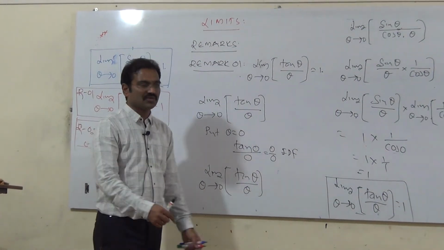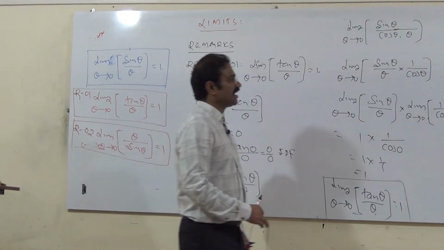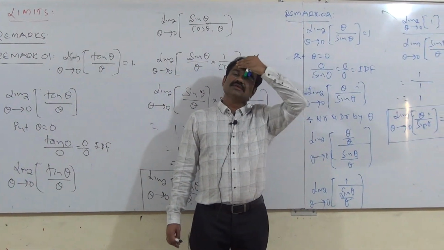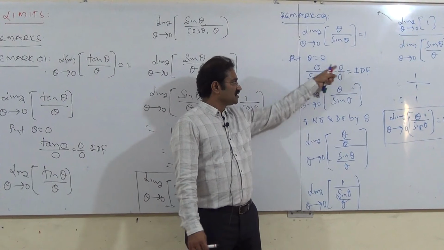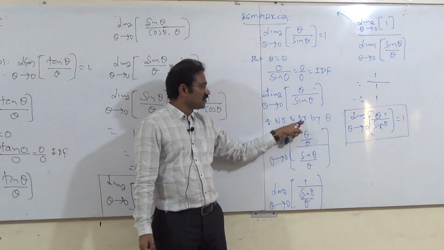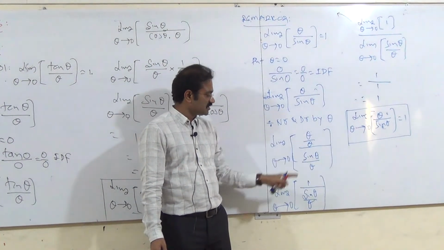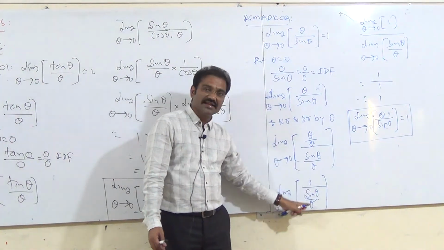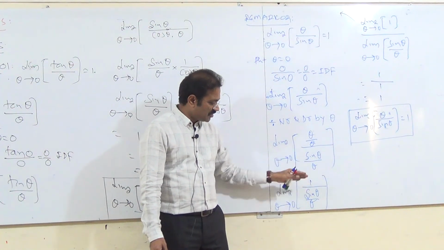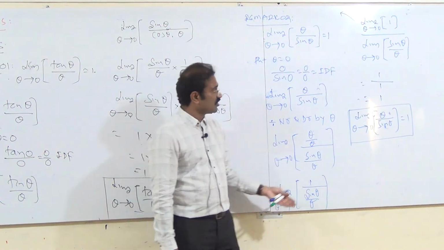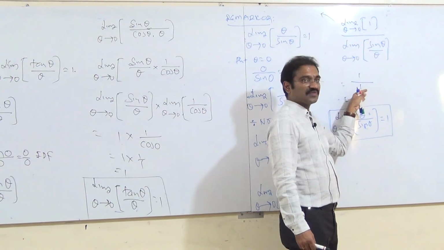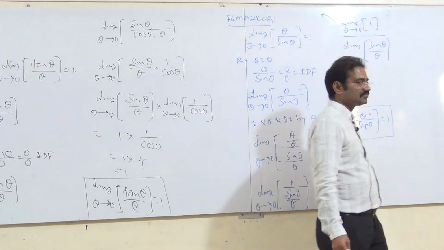Last remark, once again I repeat. Theta by sin theta, if you substitute the limit 0, it is 0 by 0, it is IDF. Limit of theta by sin theta as theta tends to 0, divide numerator and denominator by theta. It is 1 divided by sin theta by theta. So limit is applicable to numerator and denominator. Apply the limit to numerator and denominator. So 1, and here its value is 1 and its value is also 1. It is our basic theorem, the answer.